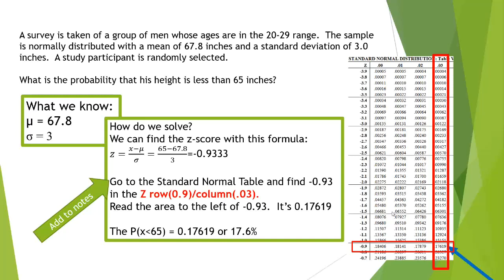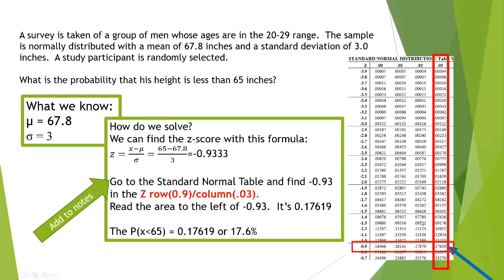You have to know the mean, 67.8. You have to know the standard deviation, mu and sigma. Standard deviation is 3. Now to solve it, we have a nice formula that I want you to write down in your notes right now. And that formula is z equals x minus mu divided by sigma. X in our case is 65. That's the height that we are focusing on. Mu we are given is 67.8 and sigma is 3.